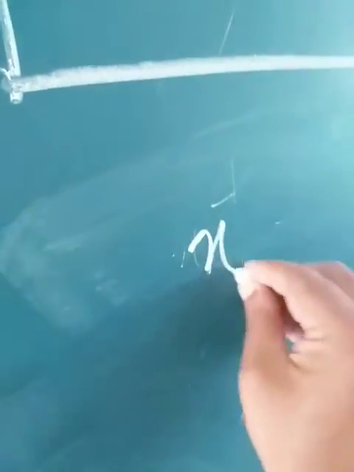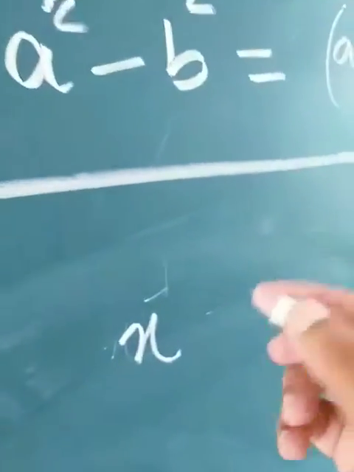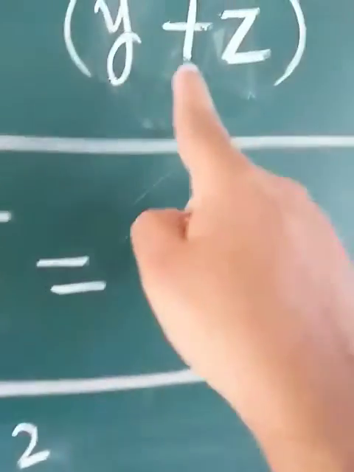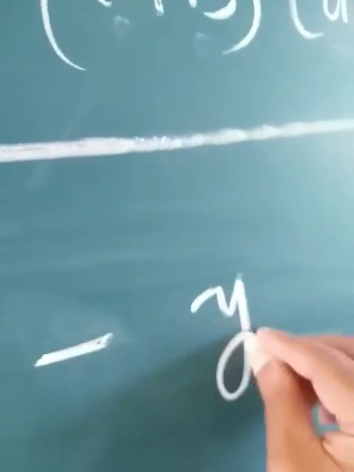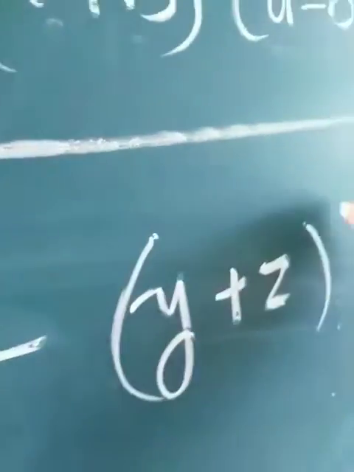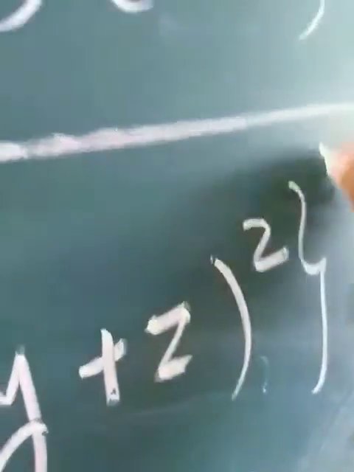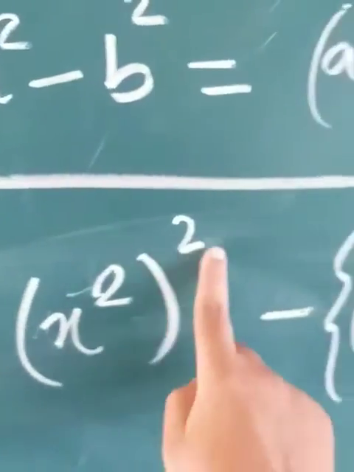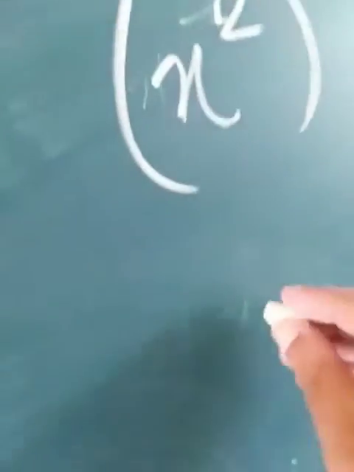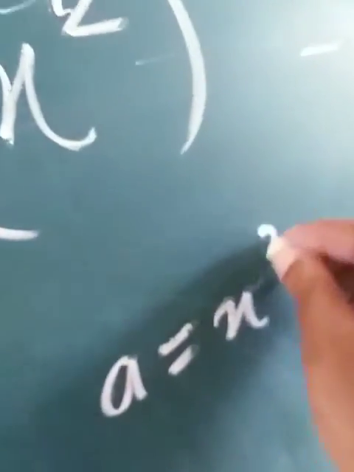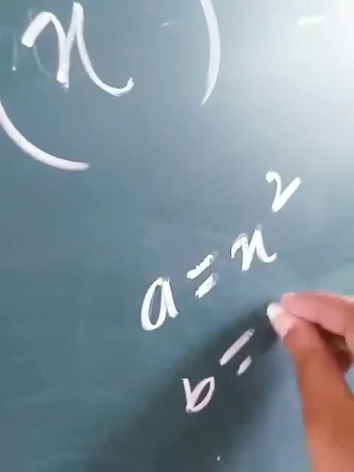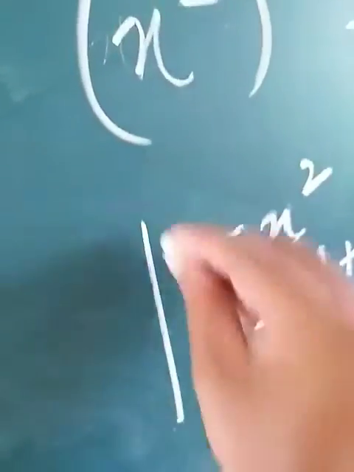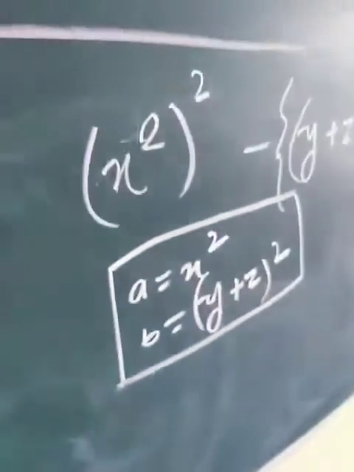To convert this x to the power form to a square form, what we have to do: x squared to the power square. Okay, the similar thing we have to do for the second one, that is y plus z squared to the power whole square. So this is how we have converted x to the power 4 in the form of a squared and b squared. Let me write what is a. A will be considered as x squared and b is y plus z whole square. Okay, so this is a and b for you. I think it will help you to understand.